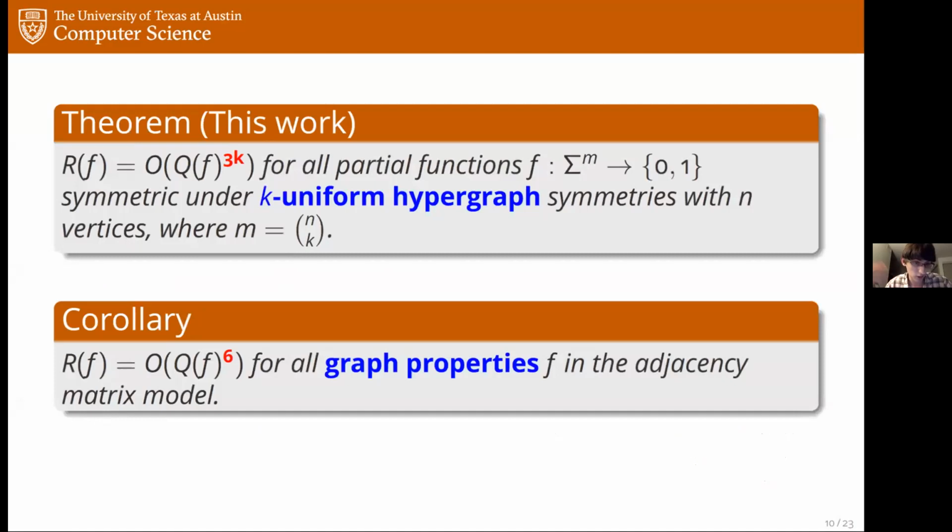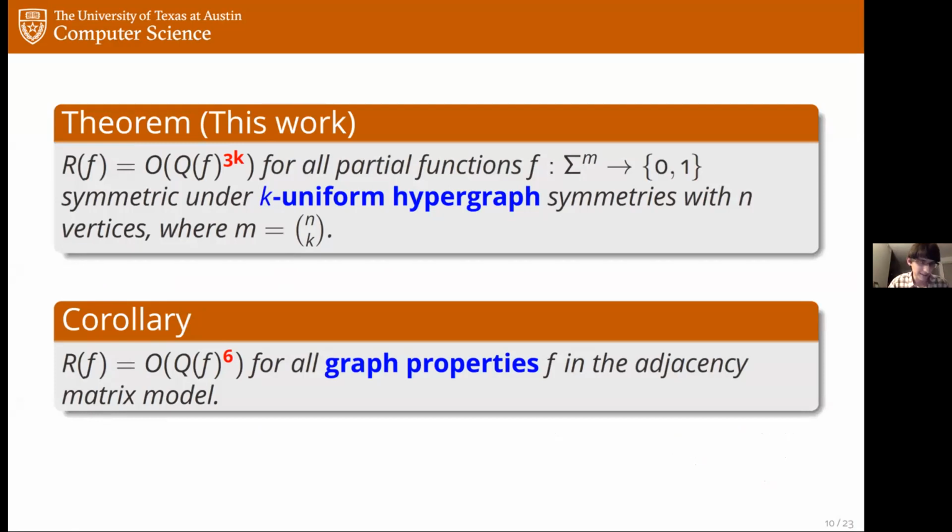And this follows as a corollary of a more general result that for hypergraph symmetries, there's at most a uniform, meaning all hyperedges involve exactly k vertices, there's at most a 3K power speedup between randomized and quantum query complexity. So again, this resolves this question in the adjacency matrix model.